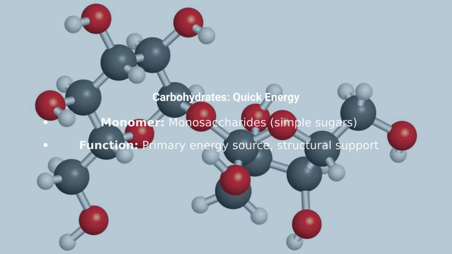Let's begin with carbohydrates. These are your body's primary source of quick and readily available energy. They're composed of carbon, hydrogen, and oxygen atoms, often in a 1:1 ratio. Their basic building blocks, or monomers, are called monosaccharides, which are simple sugars like glucose. When these monosaccharides link together, they form larger carbohydrate polymers, such as disaccharides and polysaccharides.